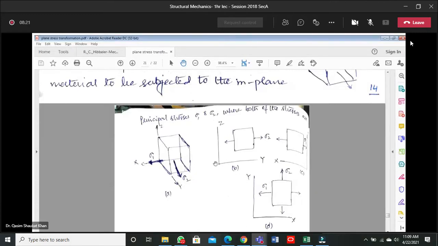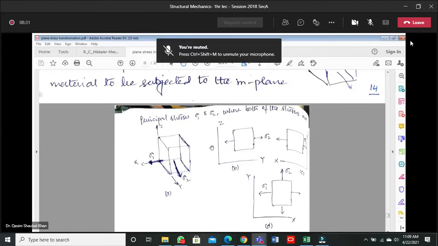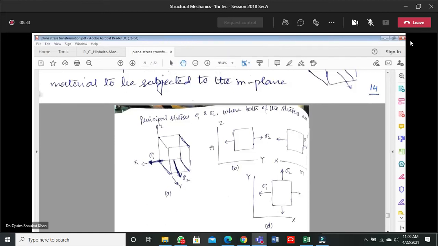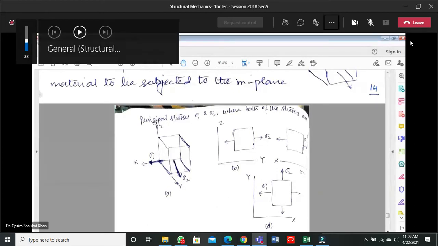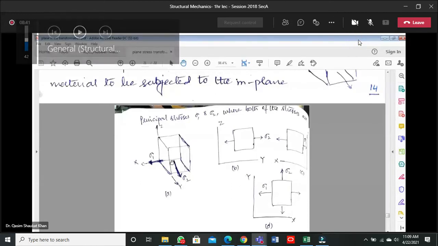Then I can draw the xz plane. In the xz plane, I have one principal stress. In the z-axis there is no principal stress. I only have stress along the x-axis, sigma 1.